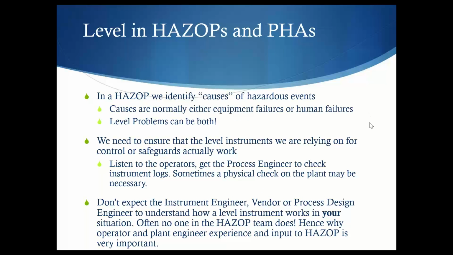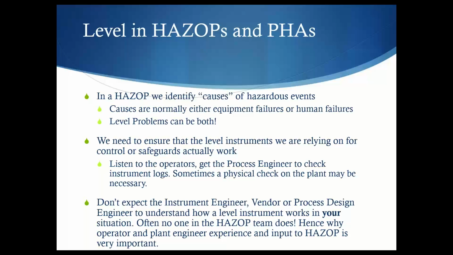So just to wrap up, a few things that we've mentioned. In HAZOPs, we're identifying causes of hazardous events. They're normally either an equipment failure of some sort, or control failure, or a human failure of some sort as well. That could be due to lack of knowledge, or just being under pressure and doing the wrong thing at the time. But level problems can be both, and I think I've mentioned that as I've talked through today.